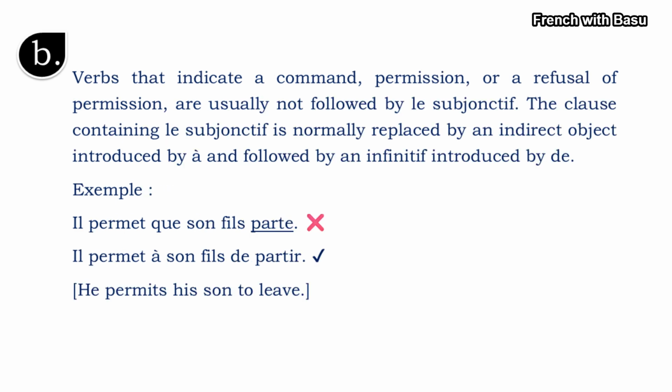B. Verbs that indicate a command, permission or a refusal of permission are usually not followed by le subjonctif. The clause containing le subjonctif is normally replaced by an indirect object introduced by à and followed by an infinitif introduced by de. Il permet que son fils parte will not be appropriate. Il permet à son fils de partir. He permits his son to leave.